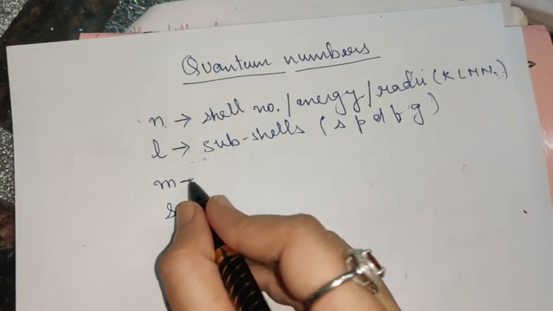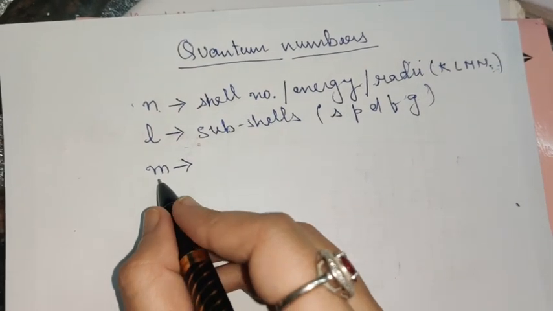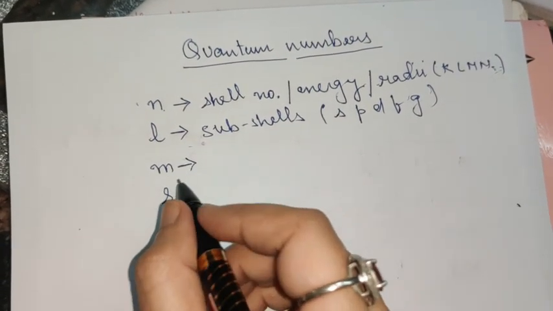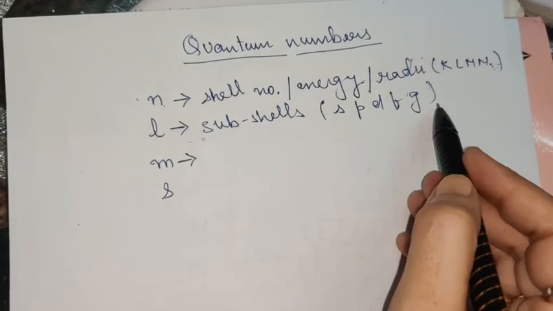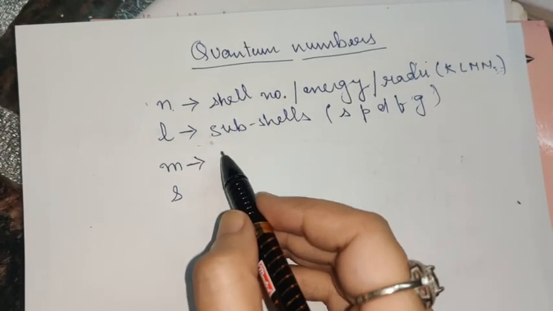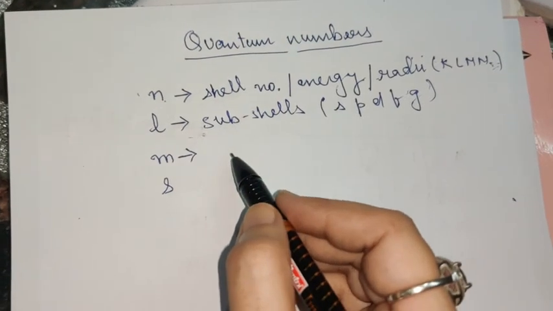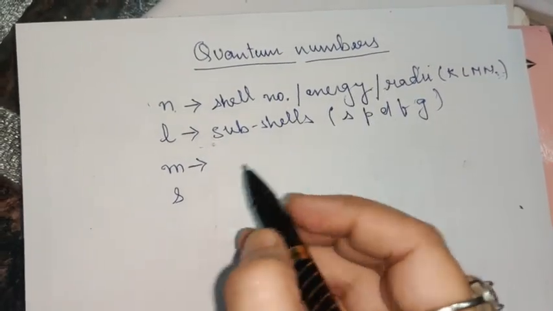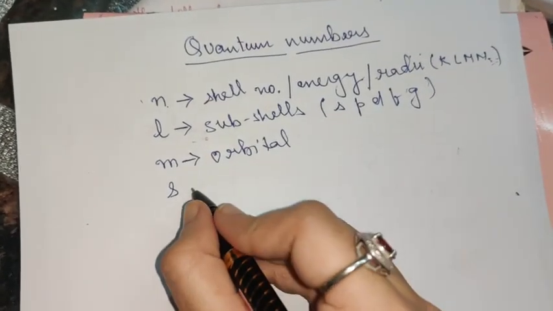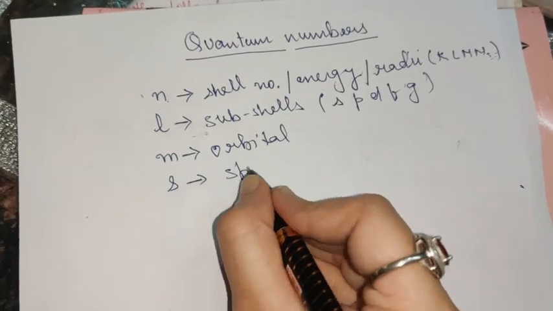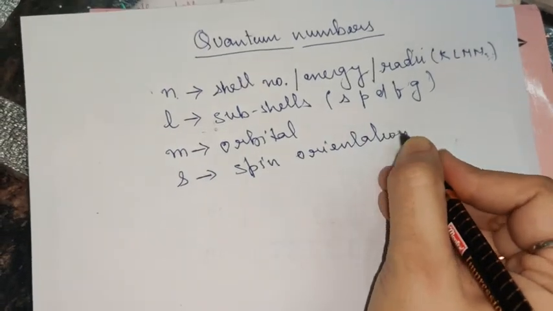Then comes the concept of orbital, which we get to know from the magnetic quantum number. The magnetic quantum number tells us about the number of orbitals in each subshell, and also gives information about the orbital in which there is probability of locating the electron. And the spin tells us about the spin orientation of an electron.